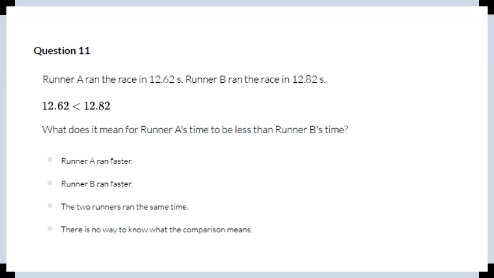Okay, runner A ran the race in 12.62 seconds. Runner B ran the race in 12.82 seconds. What does it mean for runner A's time to be less than runner B's time? Think about runners, okay? If I run something in 5 minutes and somebody else runs it in 6 minutes, who's faster? Well, I would be, okay? So 12.62 is faster than 12.82. So runner A ran faster.